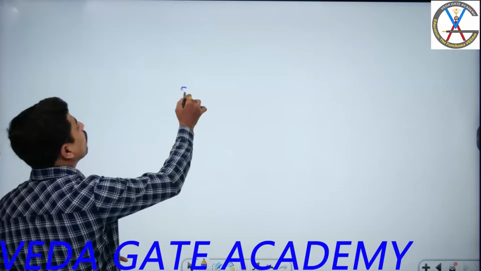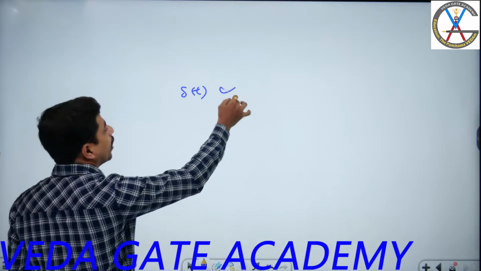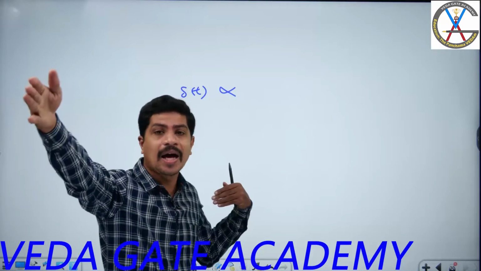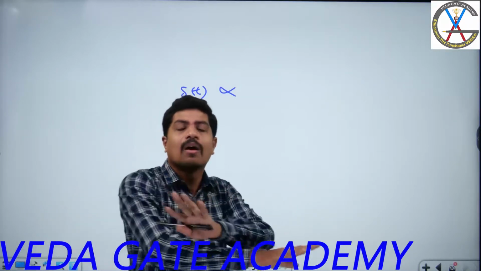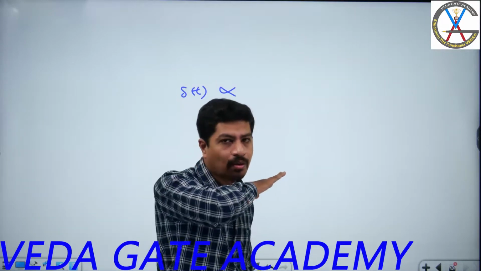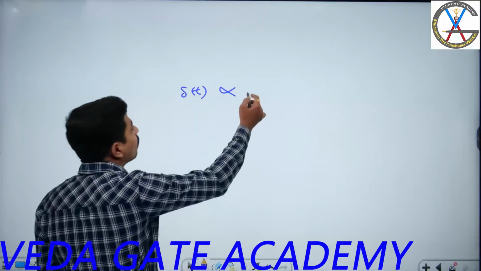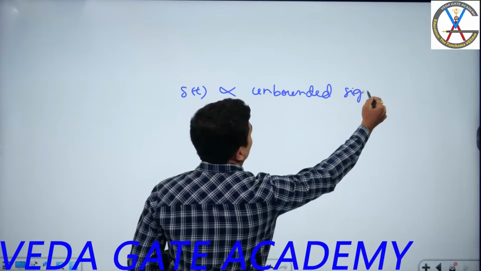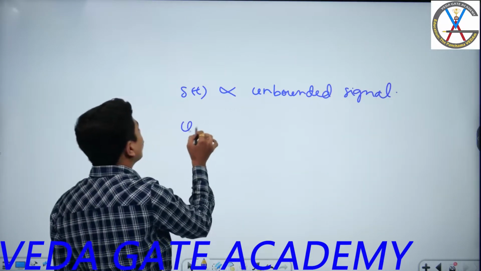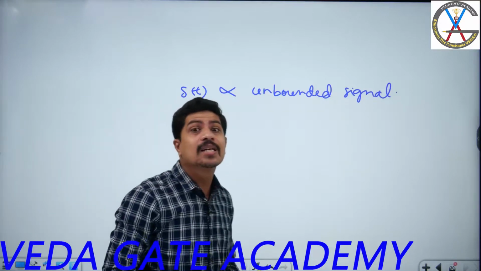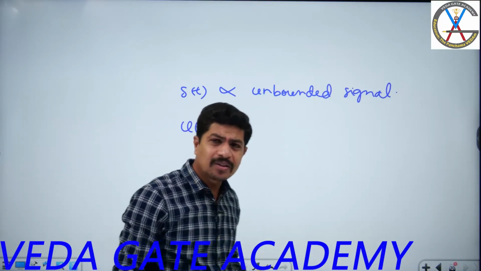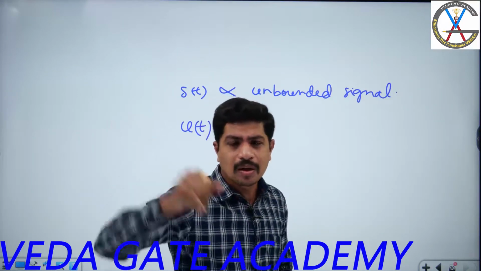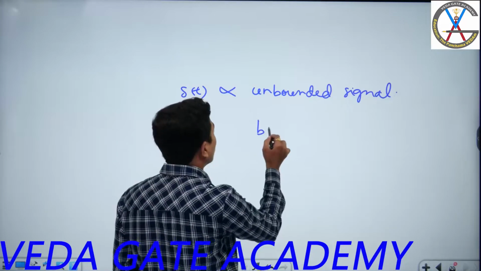Now, tell me, is del of t bounded or unbounded? It is unbounded. Why? Because this signal's magnitude at t equal to 0, how much is it? Infinite. Is it measurable or not measurable? Not measurable. Infinite magnitude is not measurable. So del of t is an unbounded signal. Yes or not? Yes. Now, is u of t bounded or unbounded? u of t is a bounded signal. Why? Because what is its magnitude? Maybe 1 into u of t has magnitude 1, 2 into u of t has magnitude 2, 10 into u of t has magnitude 10. That's it. This is bounded.